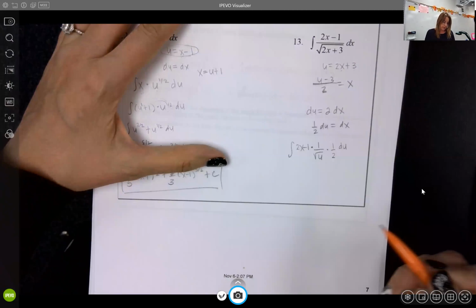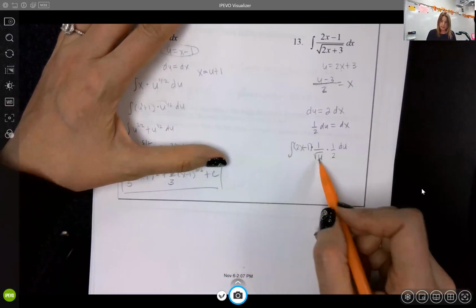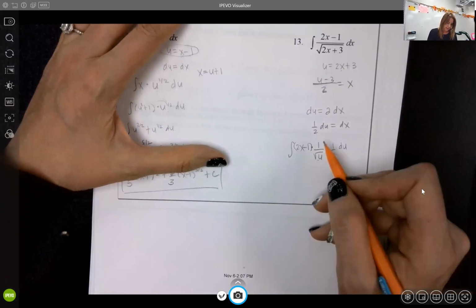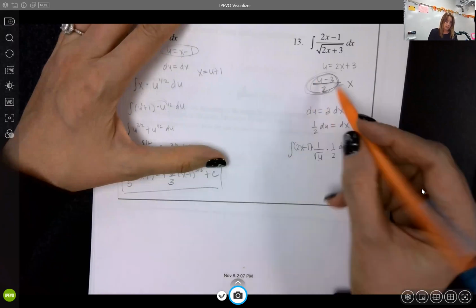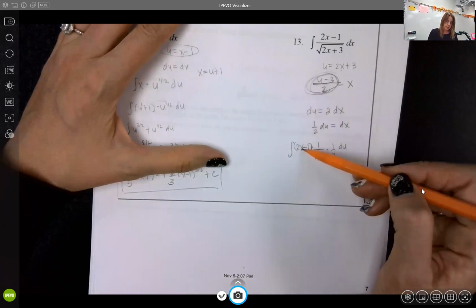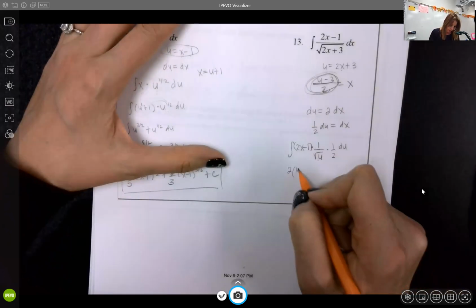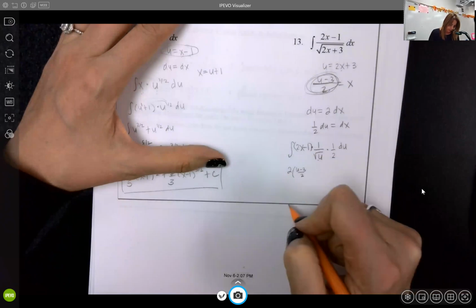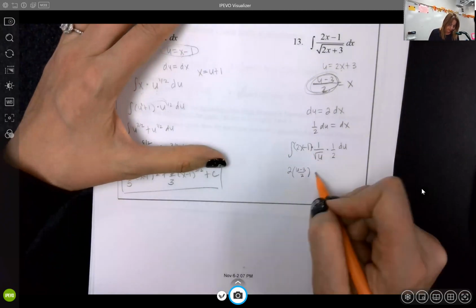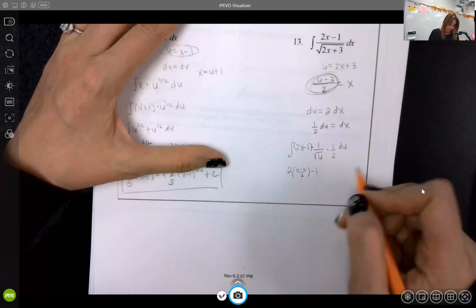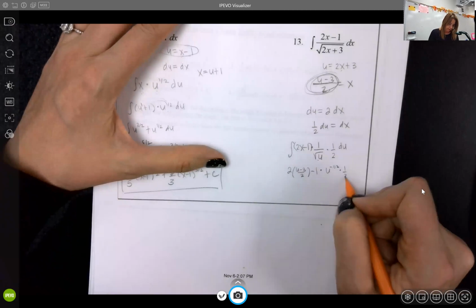Okay, now I notice that I have an x and a u, so I can't do this yet. So I have to replace this x with this that we solved for. So (u minus 3) over 2 is going to go in place of this x right here. So 2 times (u minus 3) over 2. Okay, so 2 times x, and then minus 1 times by, and I'm going to go ahead and move this u to the 1/2 right now, times by 1/2 du.